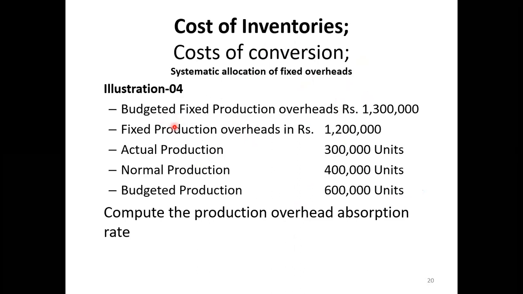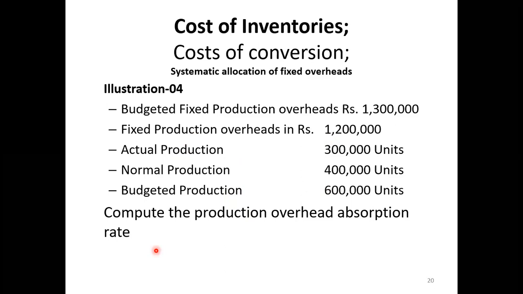Right, this is the question. Budgeted fixed production overhead is 1.3 million. Fixed production overhead is 1.2 million. Actual production 3,000. Normal production 4,000. Budgeted production 6,000. Compute the production overhead absorption rate. So how to calculate?